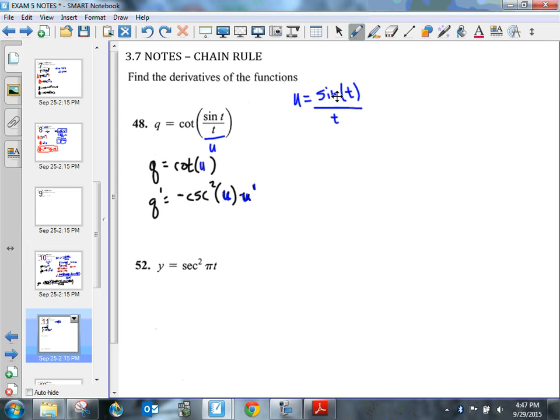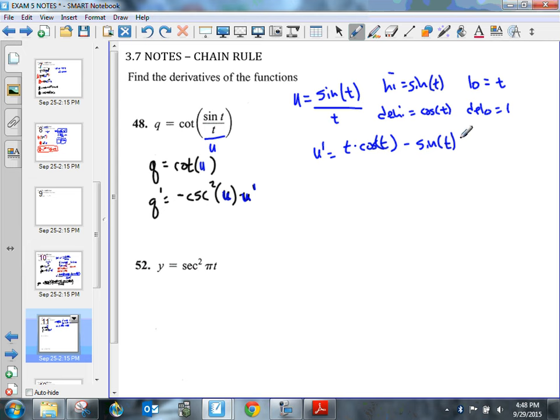Okay, so I need to find u prime over here. In order to find the derivative here, I've got to use the quotient rule. So I've got a high function, which is sine of t, and a low function, which is just t. So d high is equal to cosine of t, and d low is equal to 1. Then u prime is equal to low d high, so t times cosine of t, minus the high, which is sine of t, times the derivative of the low, which is just 1, all over t squared.